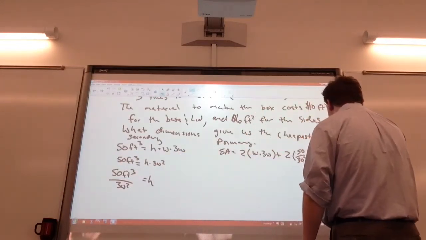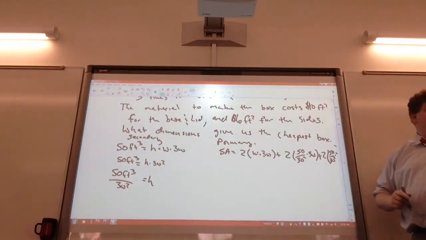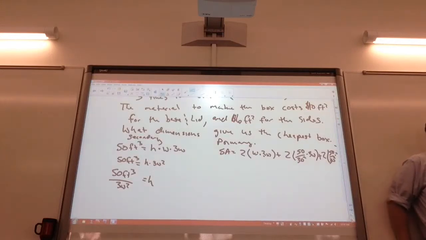Will we be given that equation? No, you should know what the surface area of a box is. Surface area, remember, is twice the area of the base, plus twice the area of one side, plus twice the area of the third side.